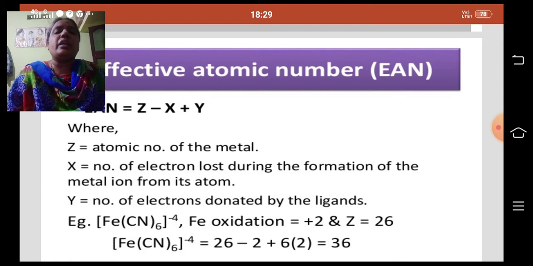Each ligand will donate 2 electrons, so 6 times 2 is 12. So 24 plus 12 gives 36. That means 36, which is the atomic number of the noble gas krypton. So according to Sidgwick, the hexacyanoferrate(II) complex ion is highly stable.